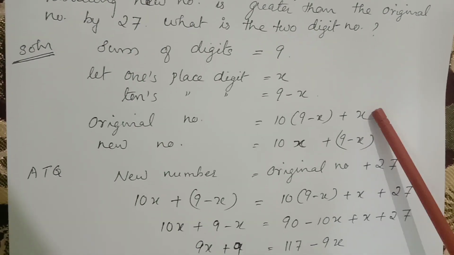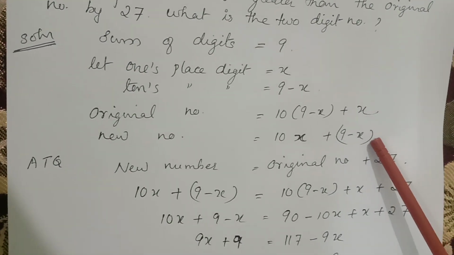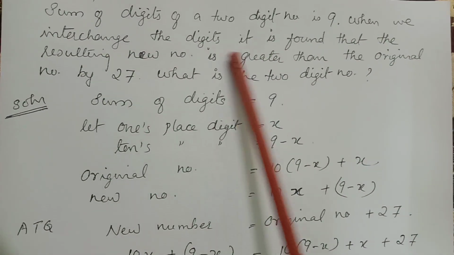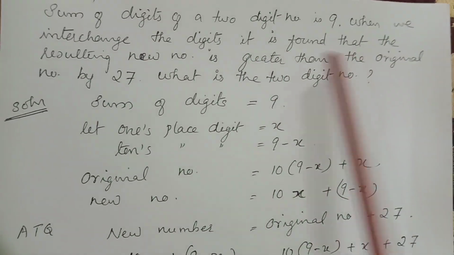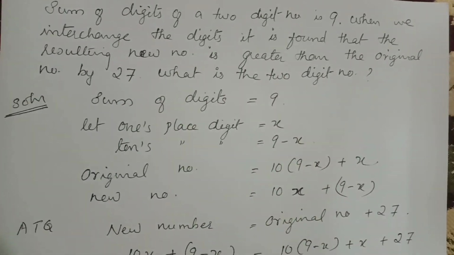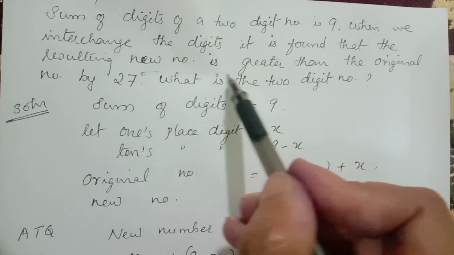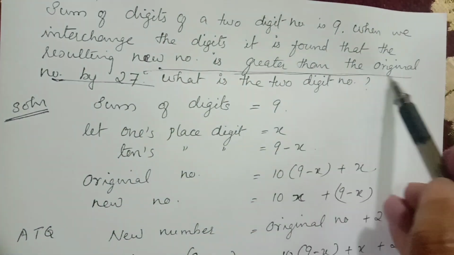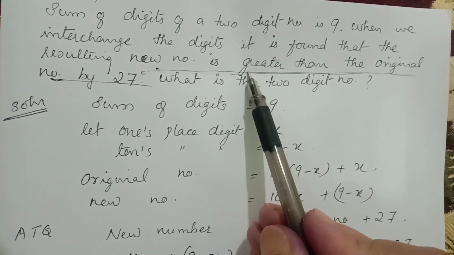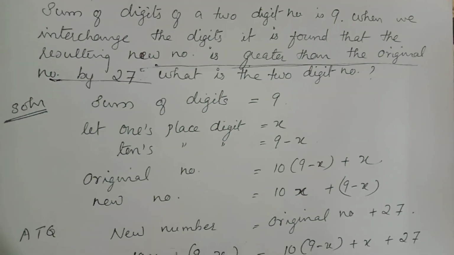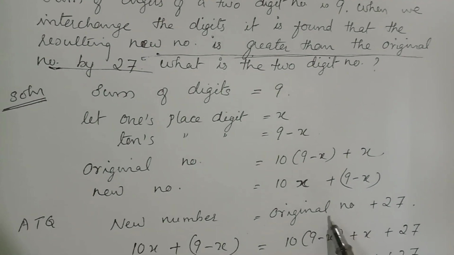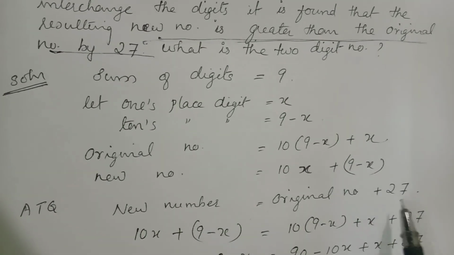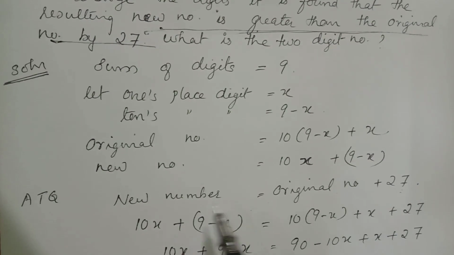With these two, the original number and the new number, the relationship is given in the question. What is the relationship? When we interchange the digits, it is found that the resulting new number is greater than the original number by 27. So the relationship we can write in the form of an equation. The new number is greater than the original number by 27. That means original number plus 27 is equal to new number.